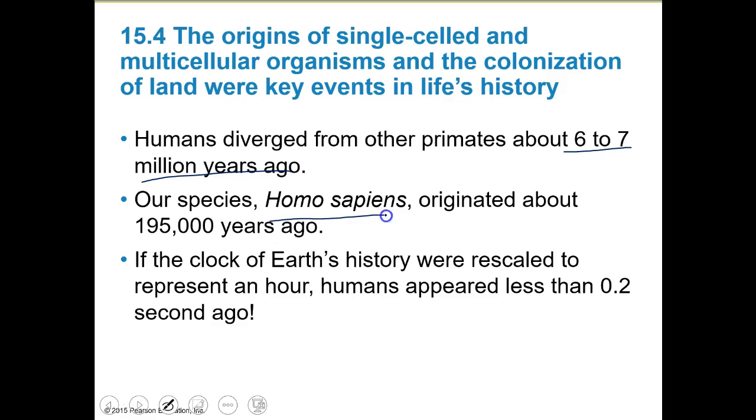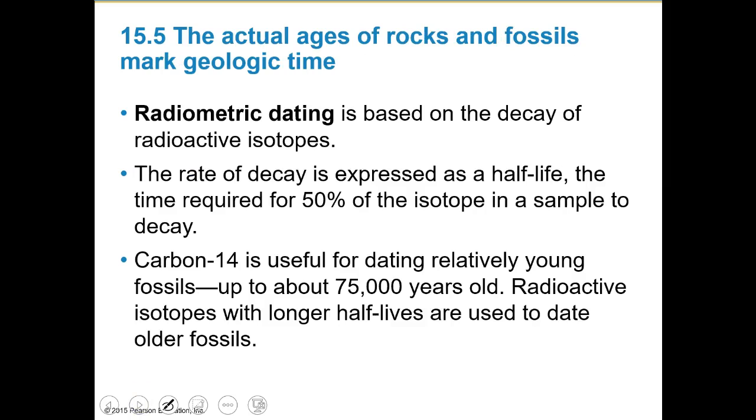Our species, Homo sapiens, originated about 195,000 years ago. So if the clock on Earth's history were to rescale to the present hour, so within the whole 4.6 billion years of Earth in 1 hour, humans actually appeared less than 0.2 seconds ago. So we are just a blip on that radar. You know, we're babies.